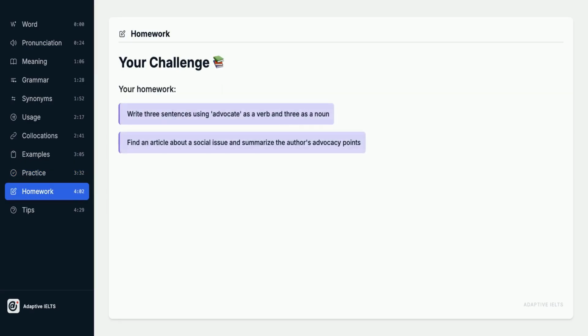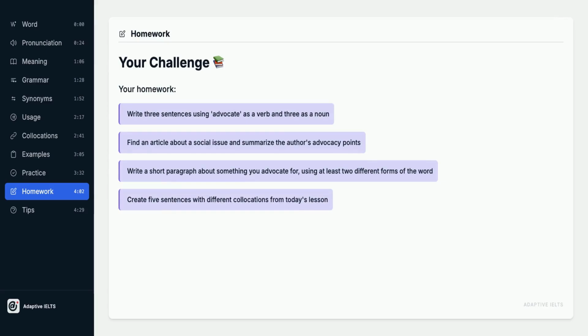Your homework. 1. Write 3 sentences using advocate as a verb and 3 as a noun. 2. Find an article about a social issue and summarize the author's advocacy points. 3. Write a short paragraph about something you advocate for, using at least 2 different forms of the word. 4. Create 5 sentences with different collocations from today's lesson.